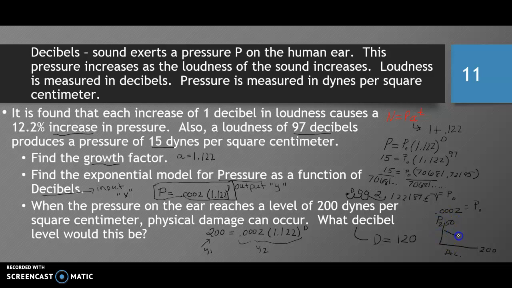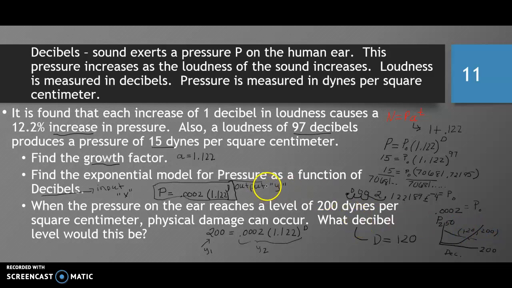We had our line at 200. We had our decibel line coming up. This is the ordered pair where they met, and that was 120, 200 as that ordered pair.